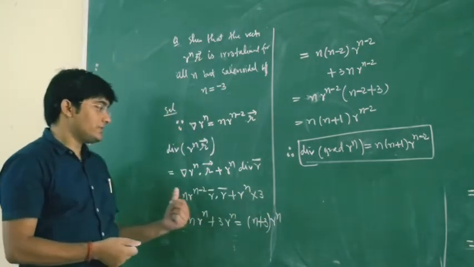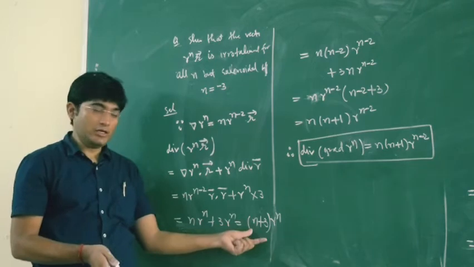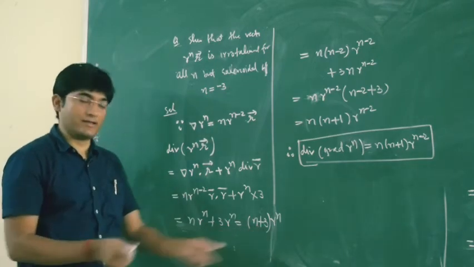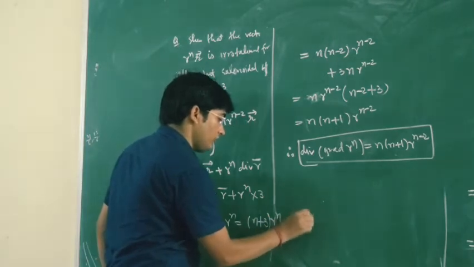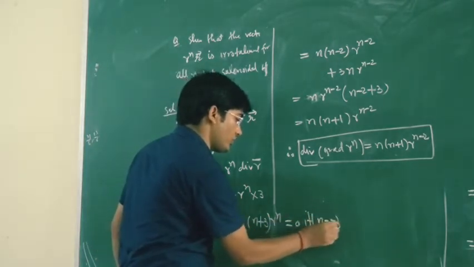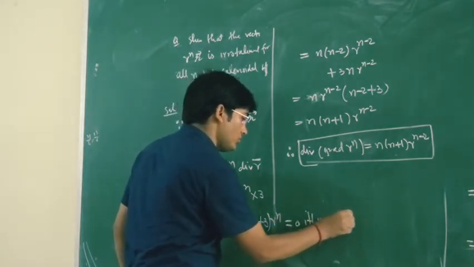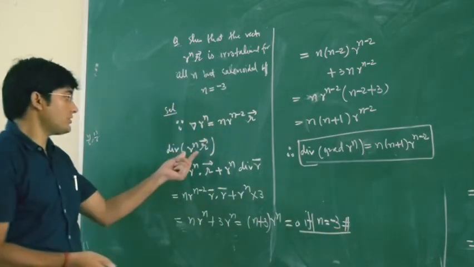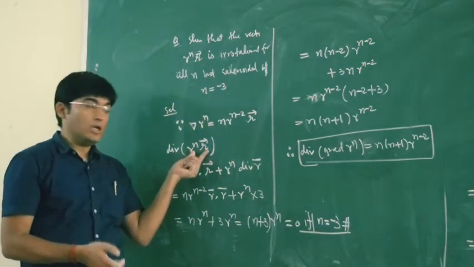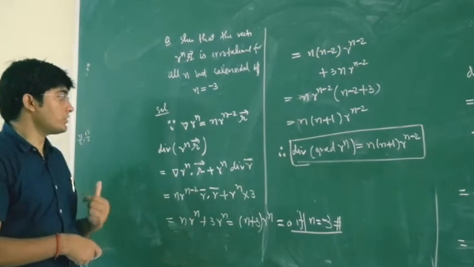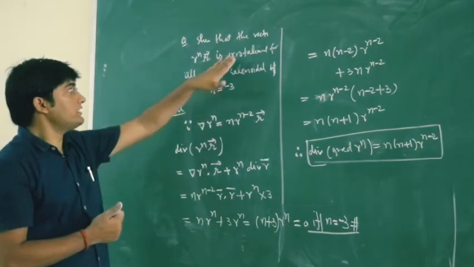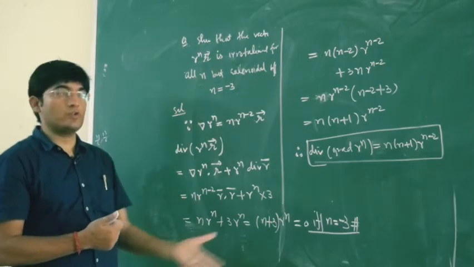Now you can see that this will be 0 if and only if n is equal to minus 3. So this is 0 if and only if n is equal to minus 3. So the vector r^n times r will be solenoidal if and only if n is equal to minus 3. Now we will show that it is irrotational for all the values of n.